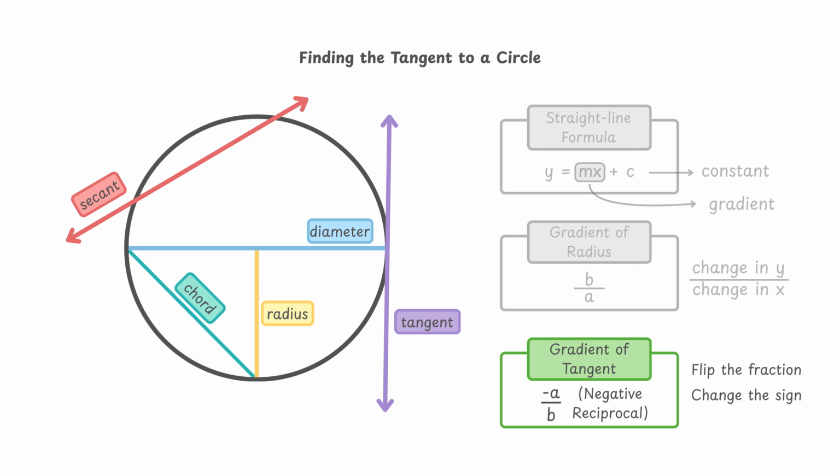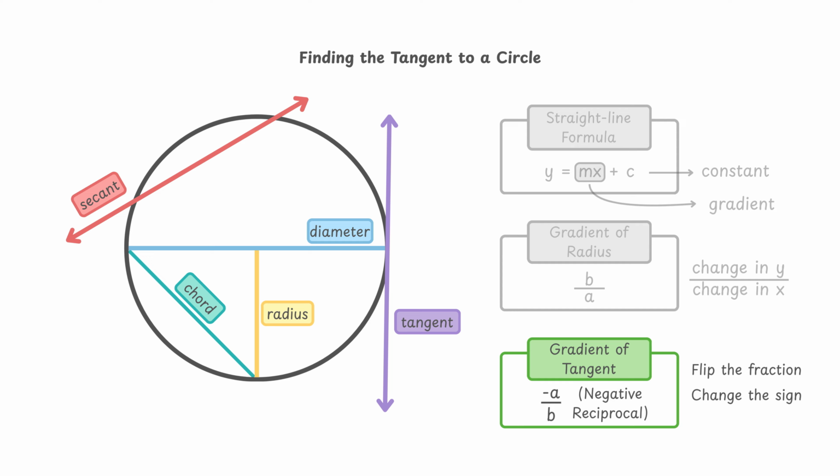These are key formulas and relationships that you must remember. They form the foundation of every tangent question you will solve. Once you know the gradient of the tangent, you can combine it with the straight line formula, y equals mx plus c. From there, you substitute the point of contact into the equation and solve for c to complete the equation of the tangent.